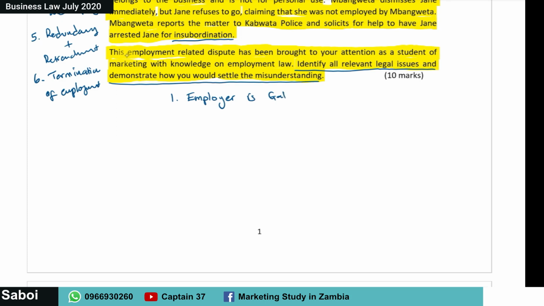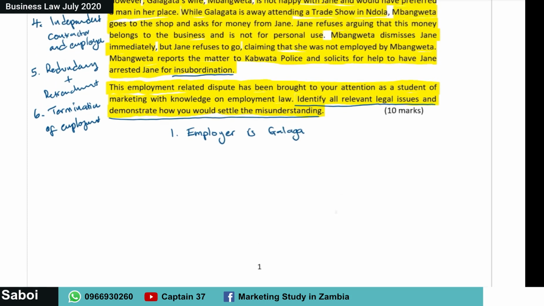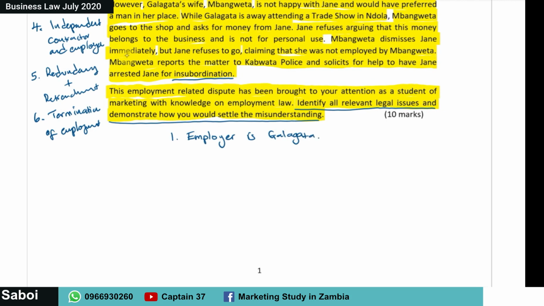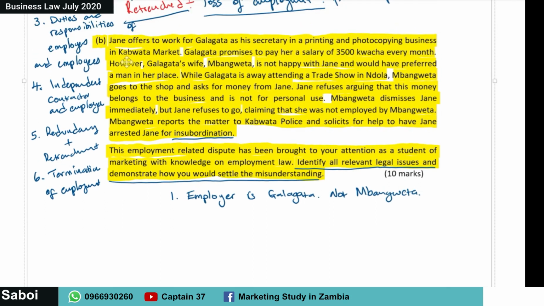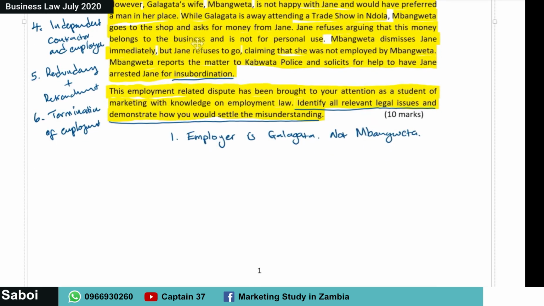Employer is Galagata, not Mbangweta. At least that's what we've been told in the case. If Jen was employed as a couple, by both Mbangweta and Galagata as a couple, then yes, she would be responsible. She would be duty bound to report to either of them. But we've been told clearly that in this particular case, it is only Jen and Galagata. So this is the issue number one.